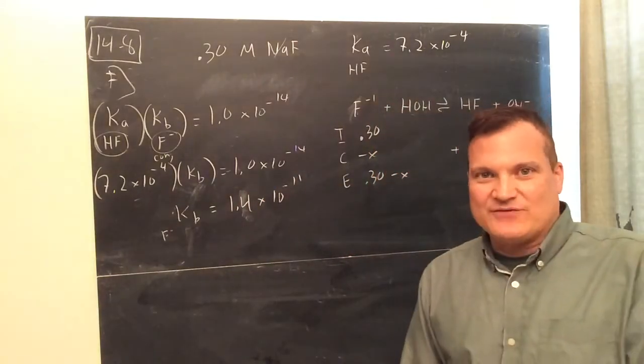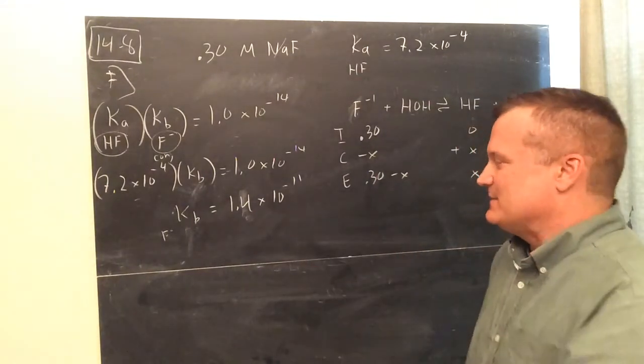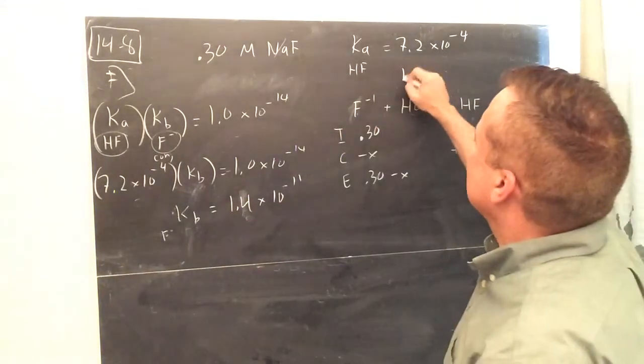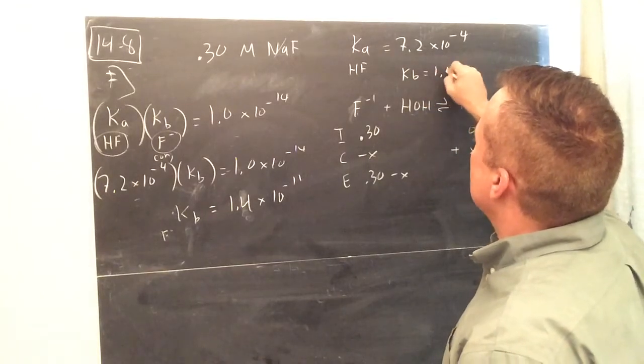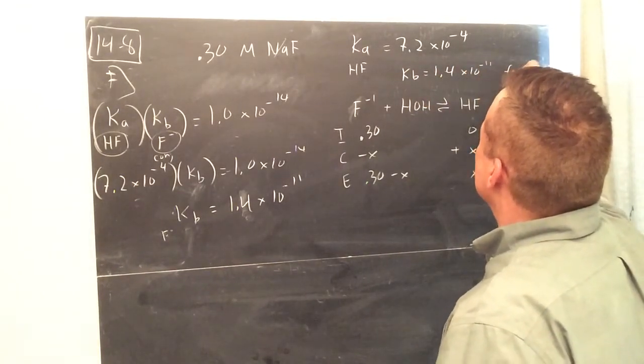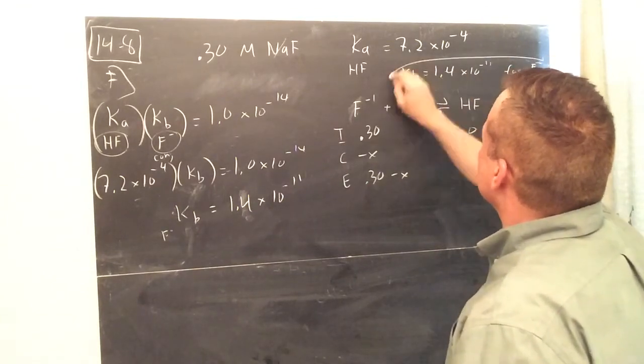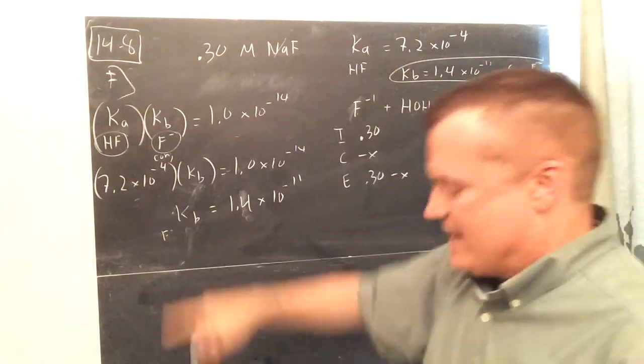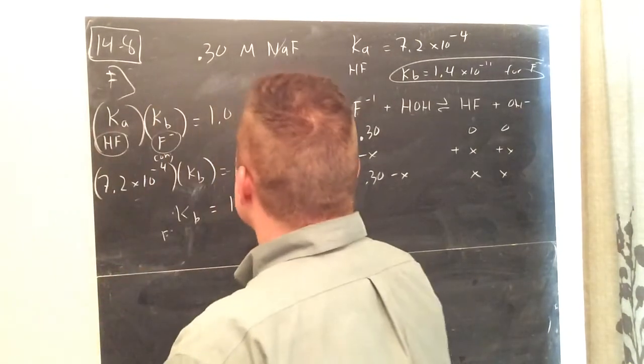Okay, I'm going to have to erase this because my space is limited here. So Kb is 1.4 times 10 to the negative 11 for F negative. I just found that right here. Okay, now, how can I use that?